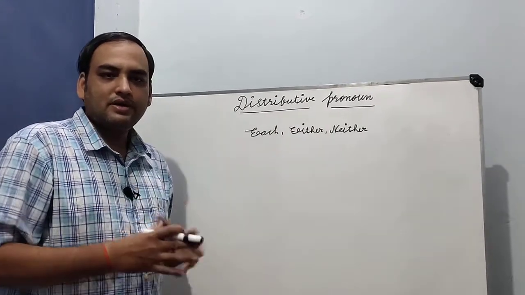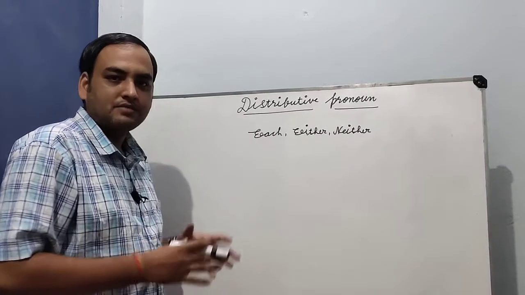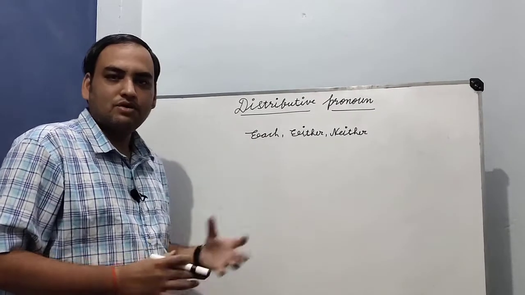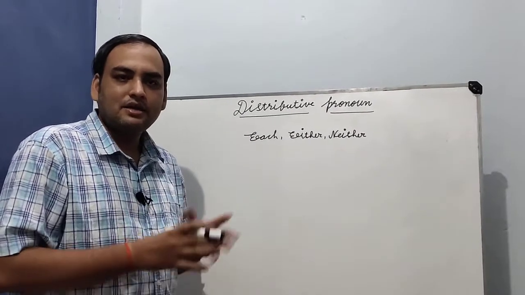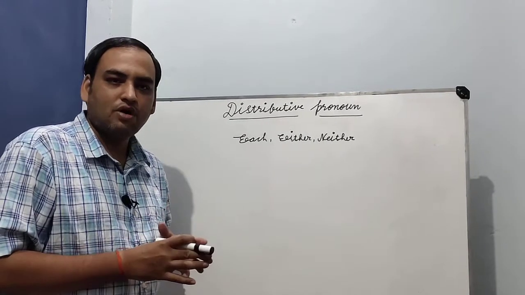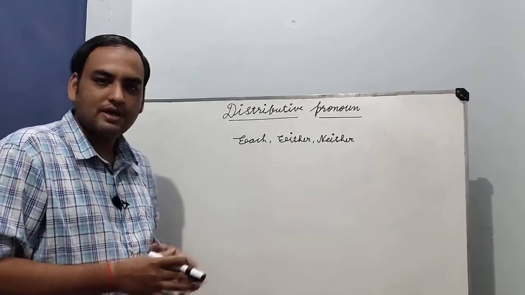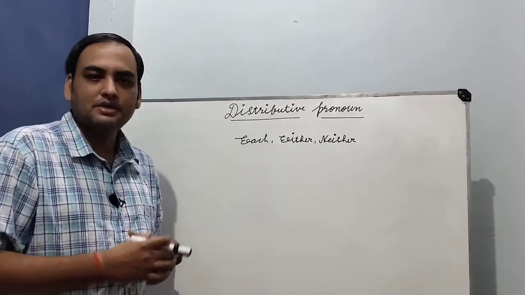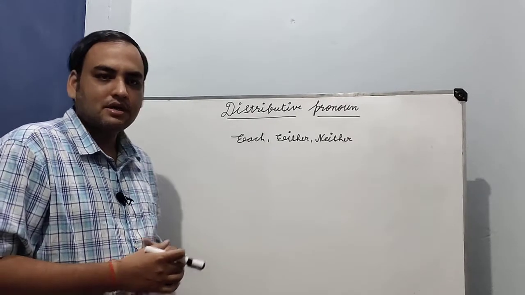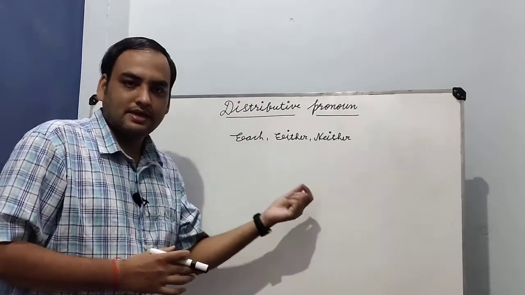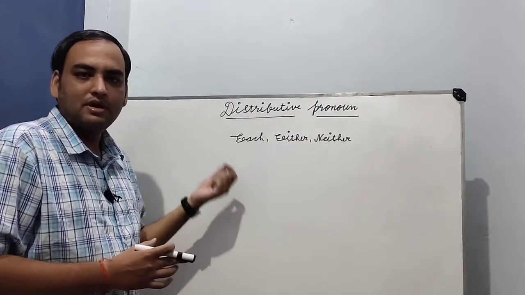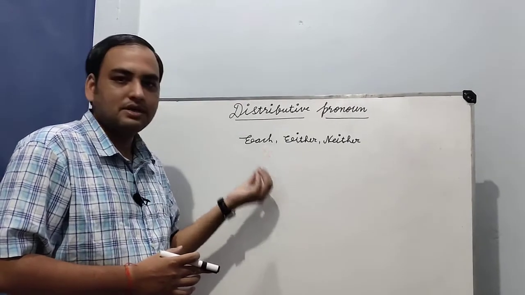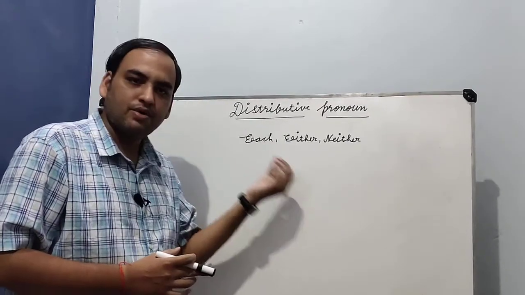Okay, first we will learn what distributive pronouns do in sentences. These are the words that segregate or indicate a person or thing out of two or more than two. So these words, each, either, and neither, indicate a person or the components or the things in a sentence. Okay, so we will learn one by one how we can use these words in a sentence as a distributive pronoun.